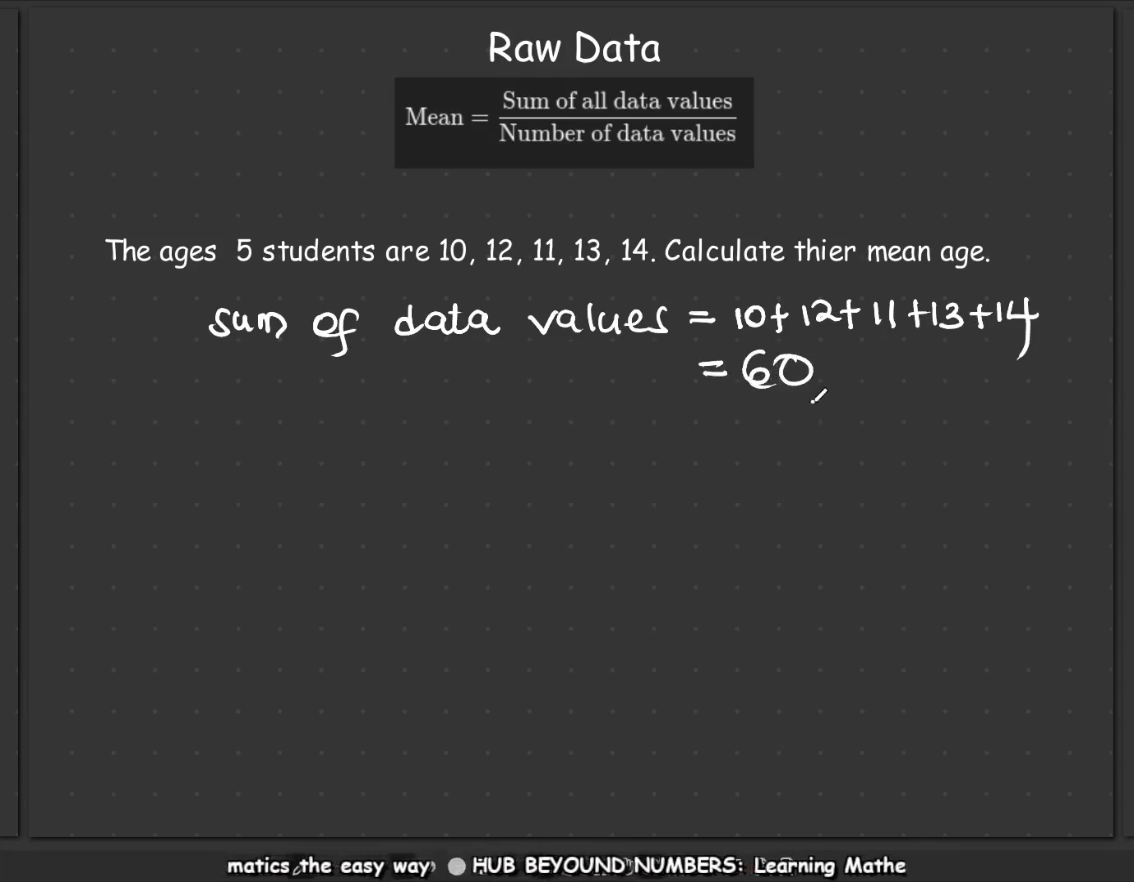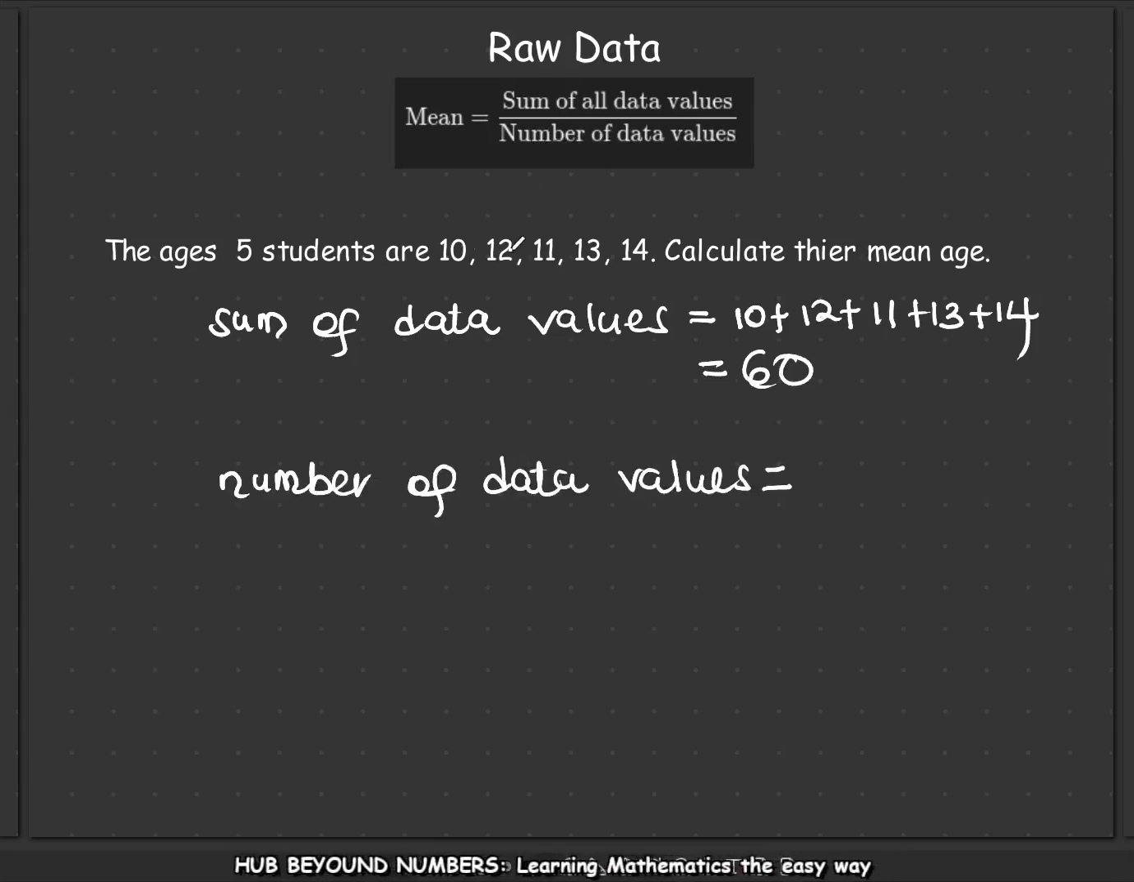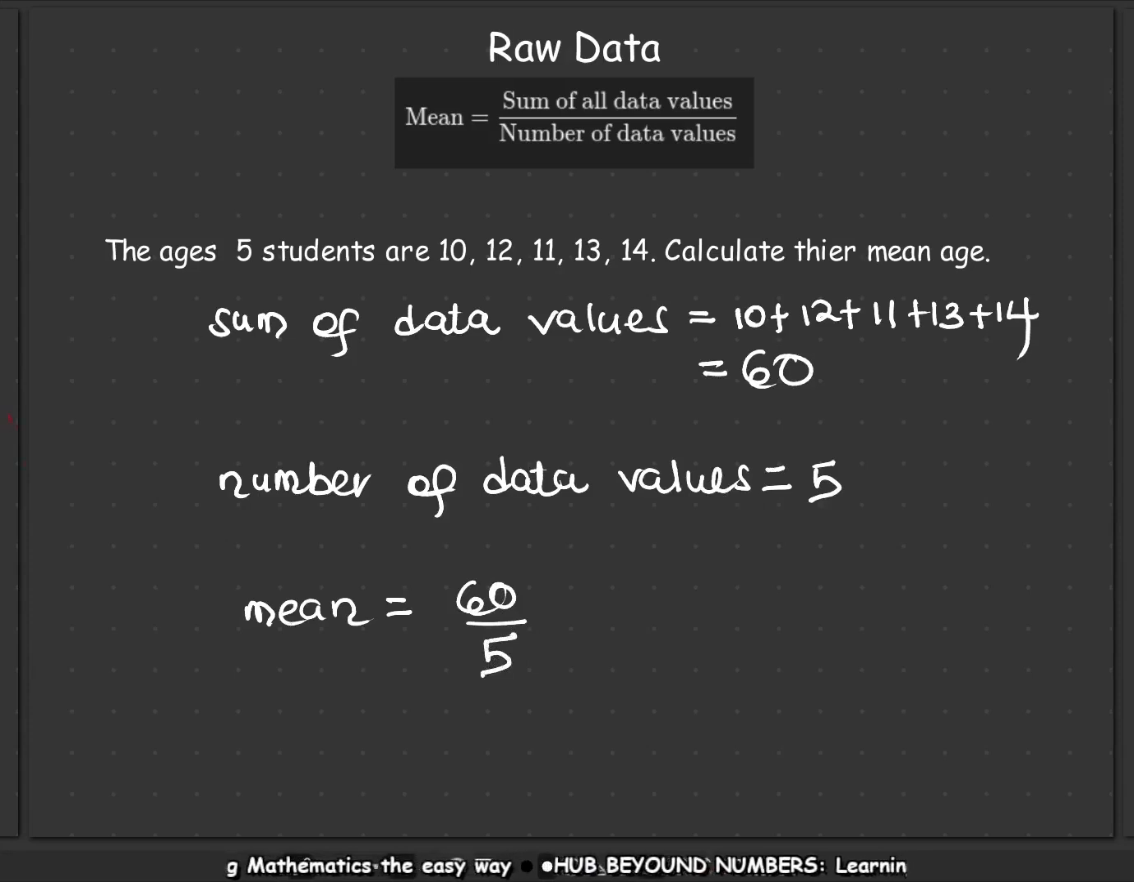Now that we have the 60, they said the number of data values. How many data values do we have? 1, 2, 3, 4, 5. There are just 5 of them. So the mean is equal to the sum of all the data values, which was 60, divided by the number of data values, which is 5. 60 divided by 5 gives us 12. So the mean of their ages is 12. In other words, the average age is 12.